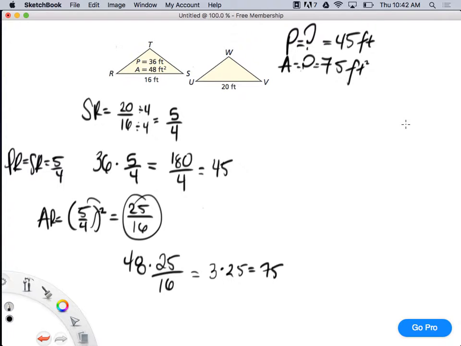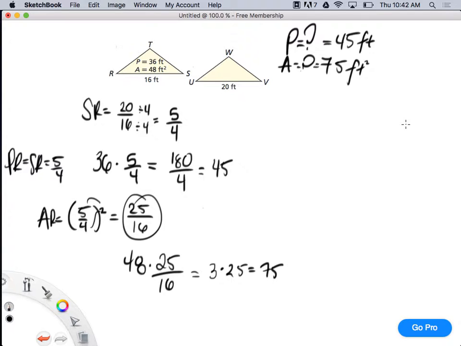$75 square feet. Okay. Any questions on this at all? So look, guys, this isn't that hard. We just have to be engaged with it. What am I doing here? I find my similarity ratio. How do I do that? Divide this by that. Okay?